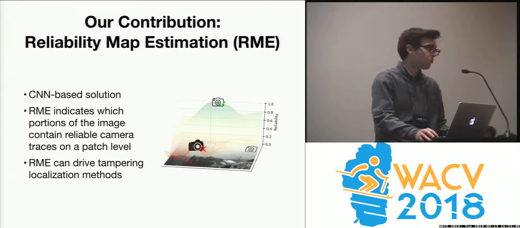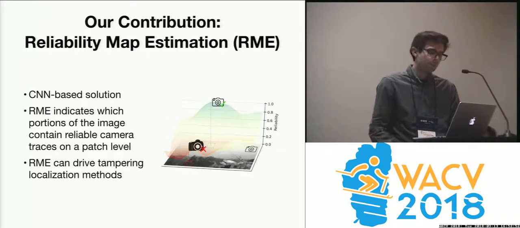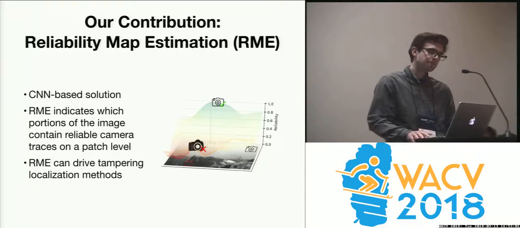The reliability map estimation, or RME, indicates which portions of the images have reliable camera traces, such as PRNU or the Bayer filter that has been used for the color interpolation. And it can also be used to drive tampering and localization methods.